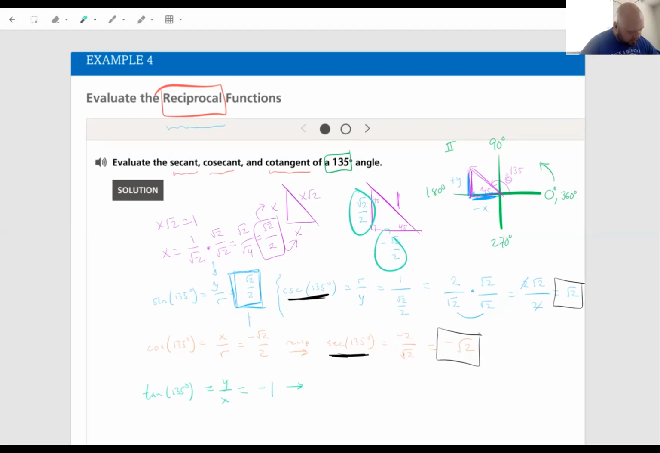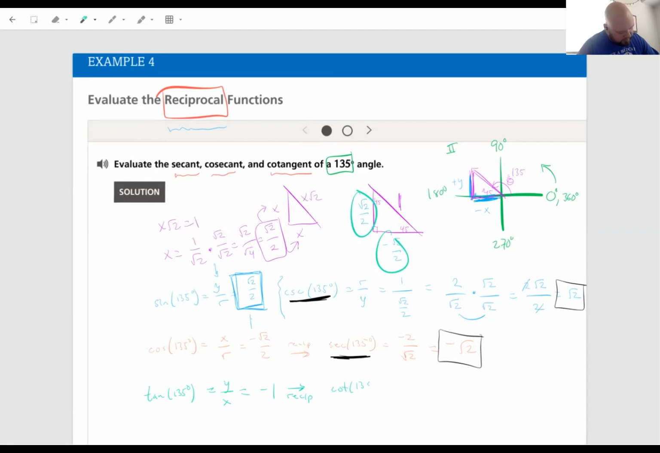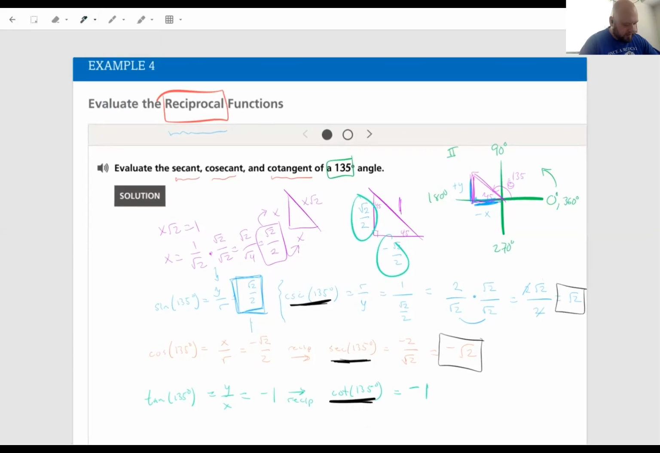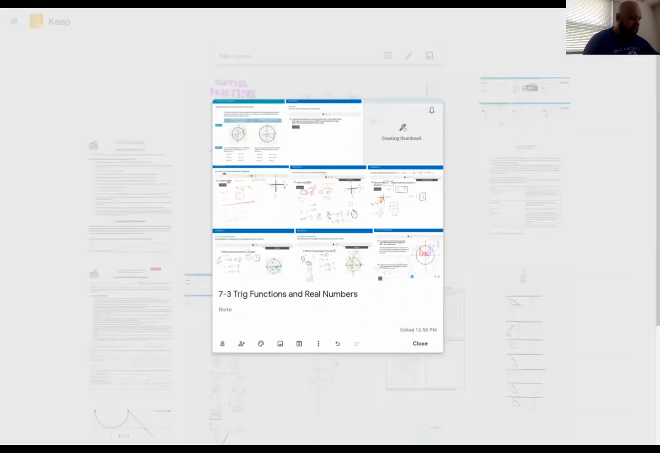If I take the reciprocal of negative 1 to get the cotangent of 135 degrees, if you take the reciprocal of 1, you just get 1 over 1, which is still 1. The sign doesn't change, so our answer is still negative 1. So cotangent 135 is negative 1. That's how you can work with all of your reciprocal functions. Okay, we've got one more example.